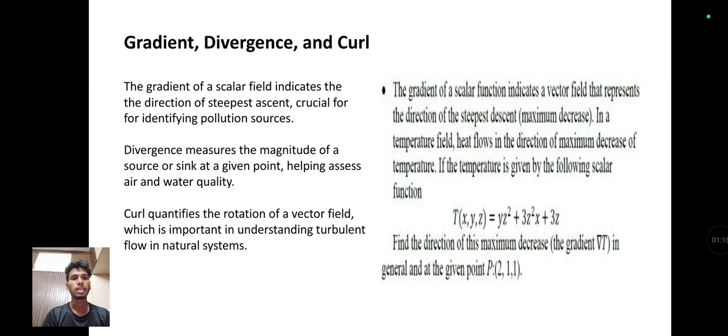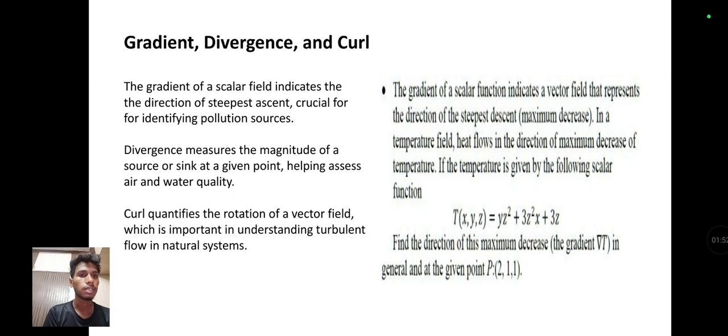Next, we will see about gradient, divergence, and curl. The gradient of a scalar field indicates the direction of steepest ascent, crucial for identifying pollution sources. Divergence measures the magnitude of a source or sink at a given point, helping assess air and water quality. Curl quantifies the rotation of a vector field, which is important in understanding turbulent flow in natural systems.